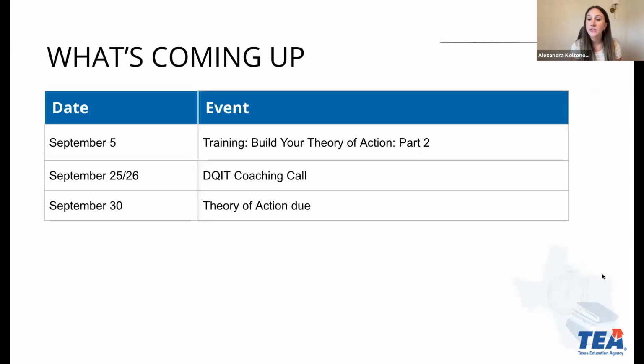All right, so first, what's coming up? Our next training together is on September 5th, and that's when we'll be going through building your theory of action part 2. Really that will be us talking about what strategies you all identified, and then talking about very high level outcomes, making sure we're able to measure and look at the change based on the data we've already collected.